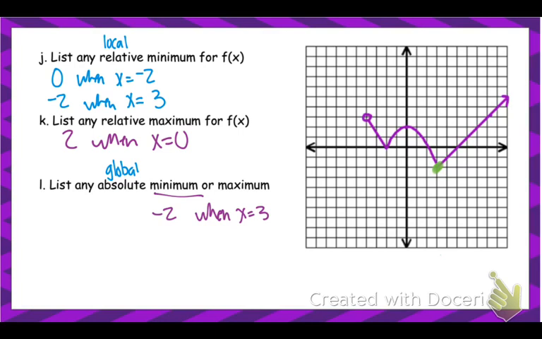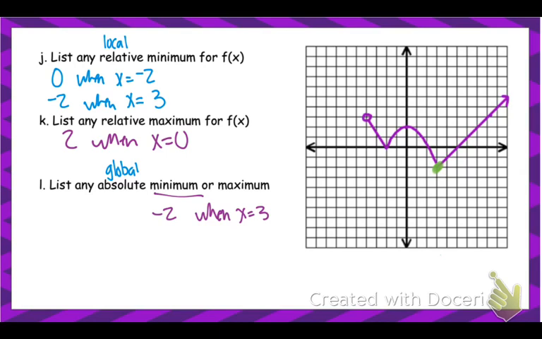This graph does not have an absolute maximum, though, because this graph continues all the way to infinity. Now, if that arrow wasn't there and that graph stopped, then yes, this graph would have an absolute maximum. But this one doesn't stop. This one keeps going.